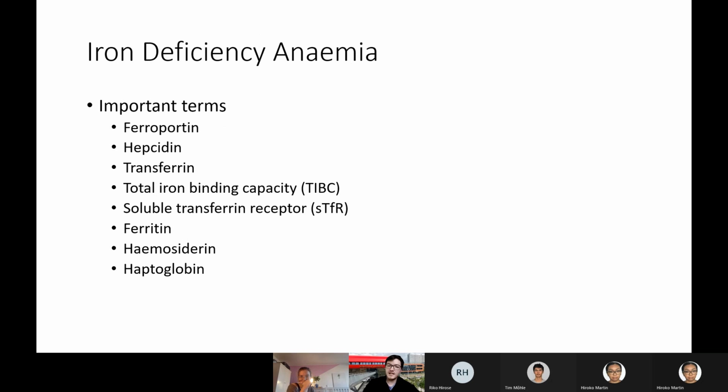Iron deficiency anemia is, I guess, by far the most common. And before we move on, I'd just like you guys to remember that those are the most important terms when talking about iron deficiency anemia, and they span physiology, pathophysiology, biochemistry. And so first one is ferroportin. I'll just ask you guys maybe one by one, if you could tell me what they are, what they do, those proteins.